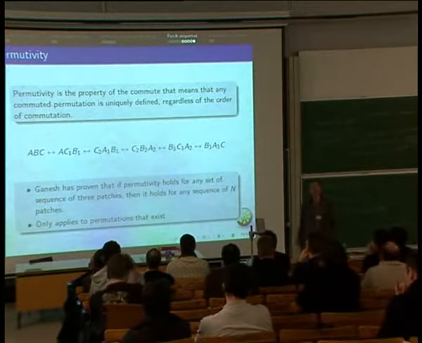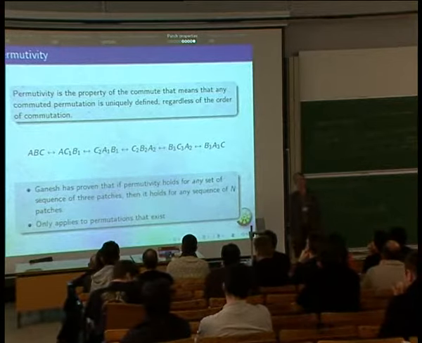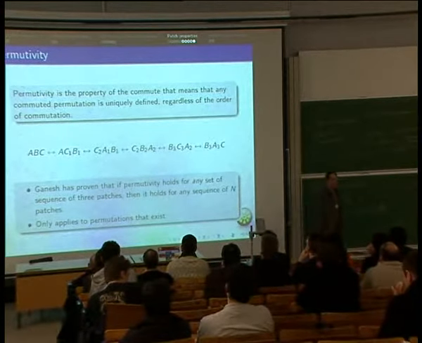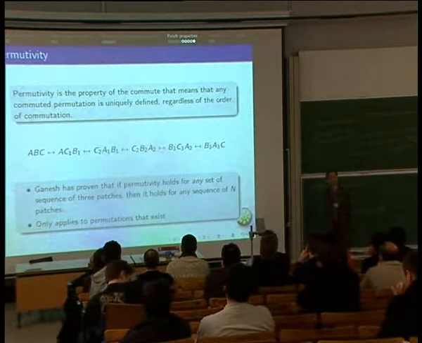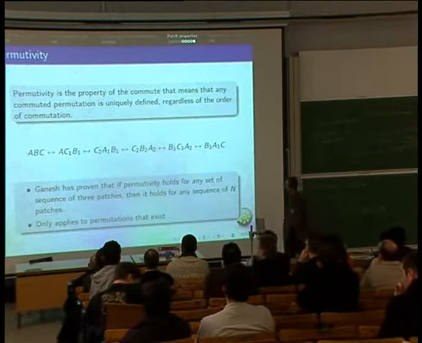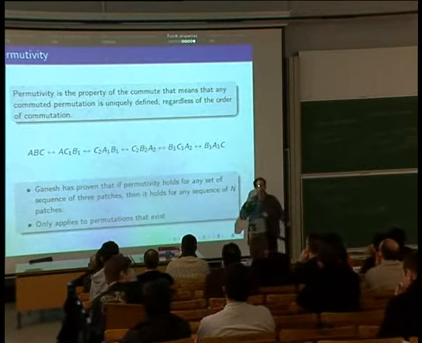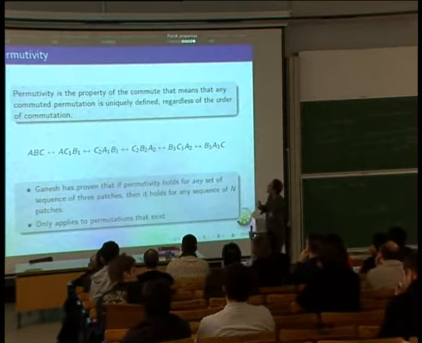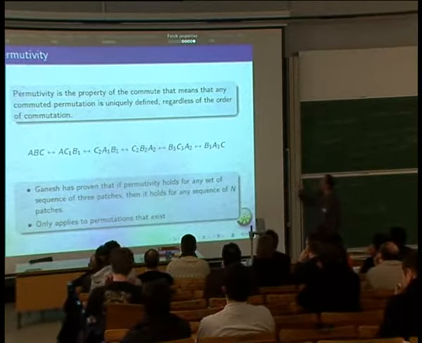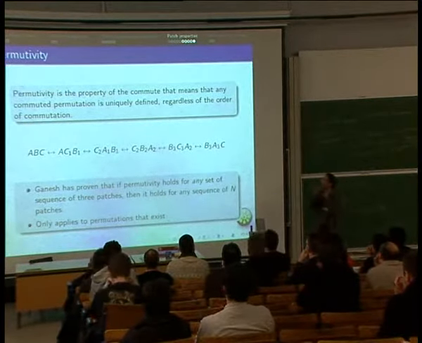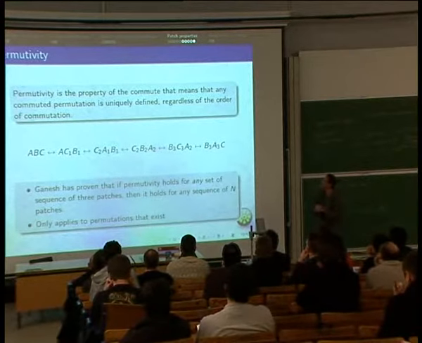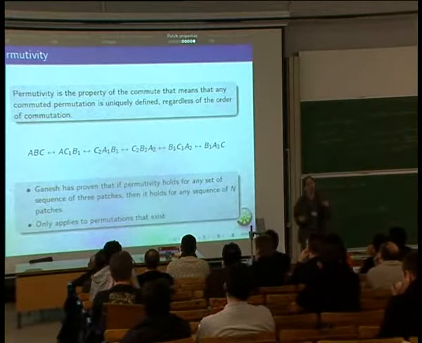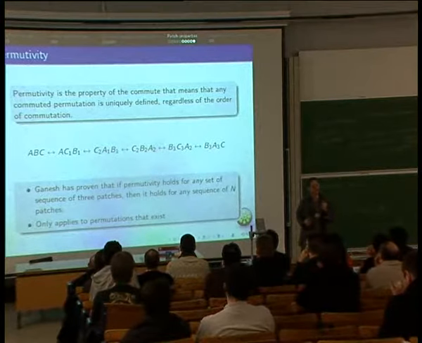So the final, and this is the trickiest property, is what we call permutivity, which is a word I made up because we don't know of any mathematical word that means the same thing. And what that means is, let me just read it. It's the property of the commute, which means that every commuted permutation is uniquely defined regardless of the order in which you do the permutation.